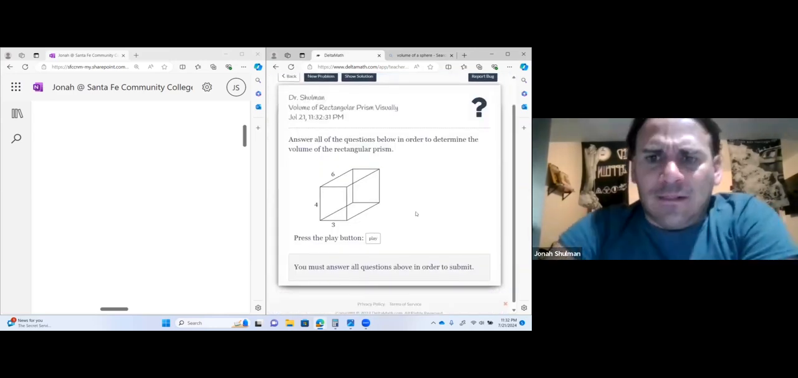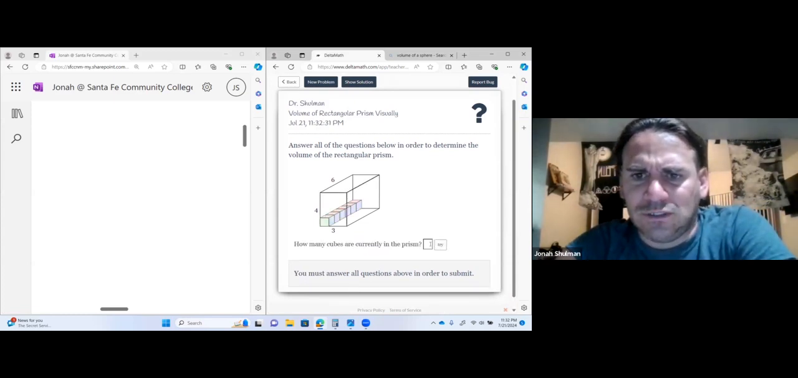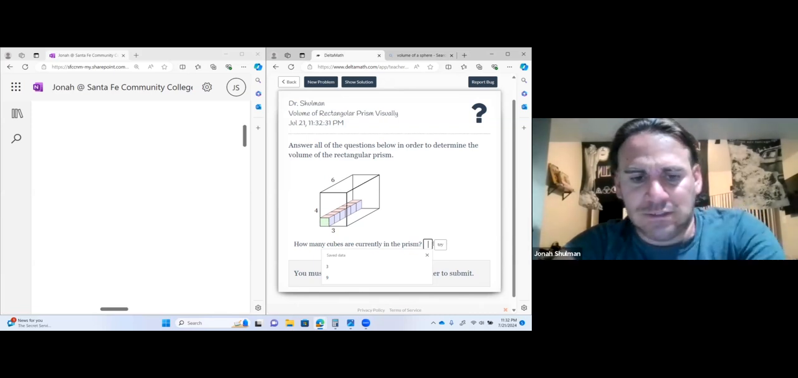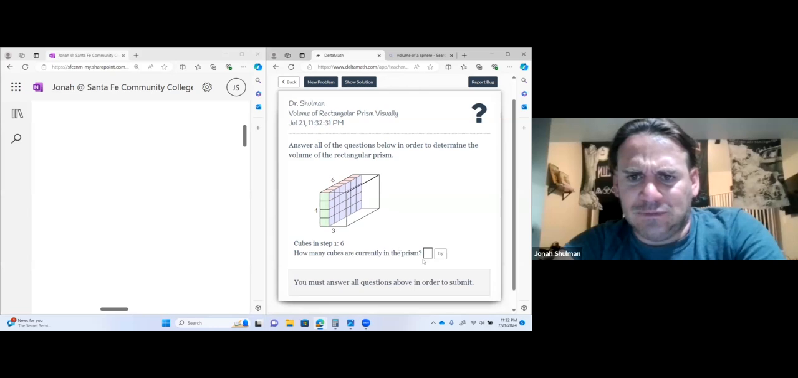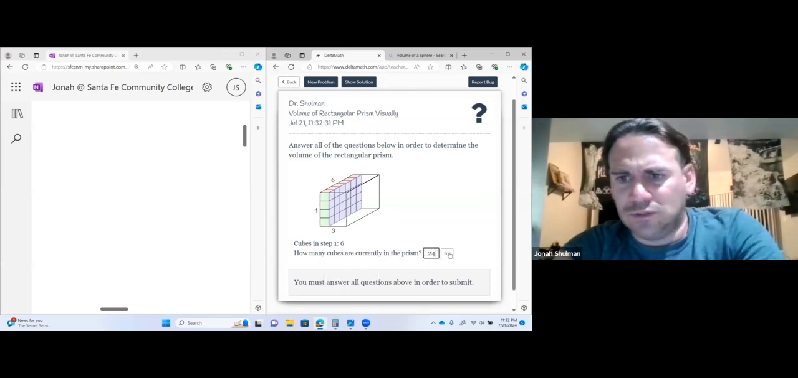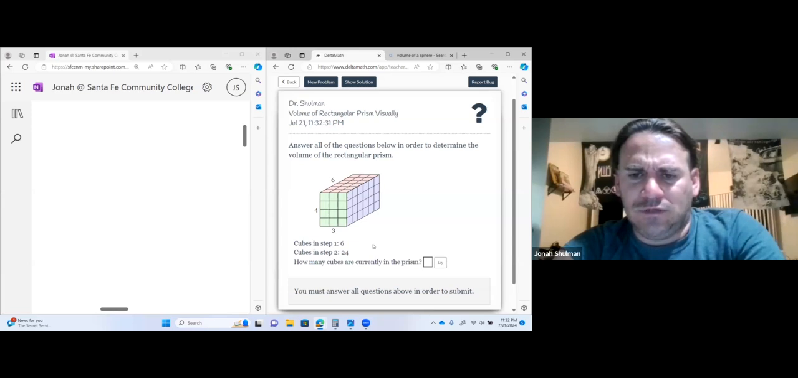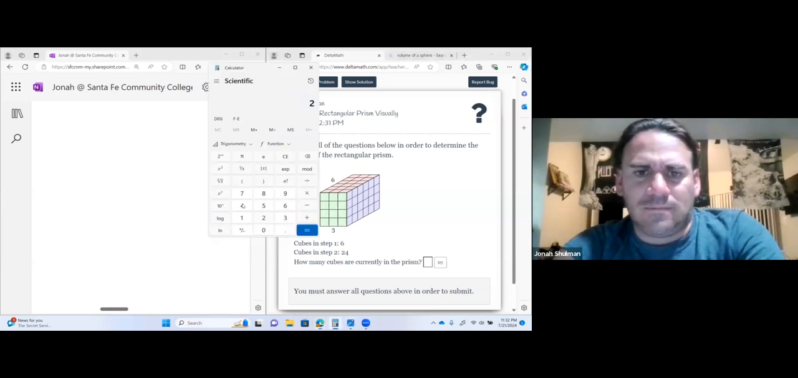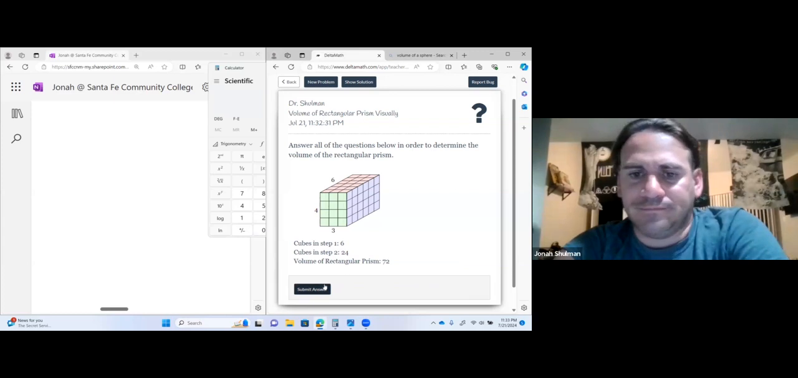So we got the water tank, which we've done a bunch. So that is how many cubes? I believe that is 6 cubes. And then we have 6 times 4, so I believe that's 24 cubes. And then 24 times 3 is 72. We should be 1 for 1.